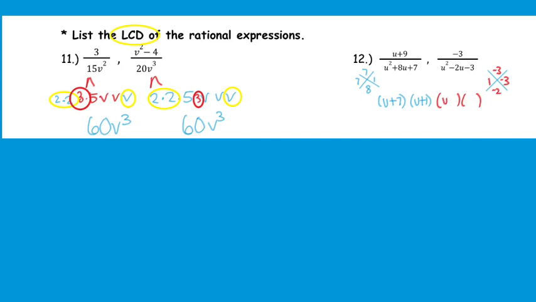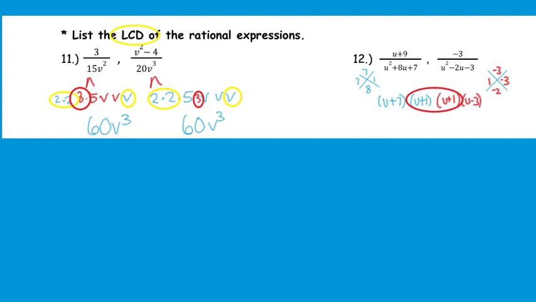So on the next one, I'm going to go ahead and factor first, right? So I factor the first term out. Two numbers that multiply to be 7 and add to be 8 are going to be 7 and 1. And on the second one, two numbers that multiply to be negative 3 and add to be negative 2 are going to be 1 and negative 3, right?